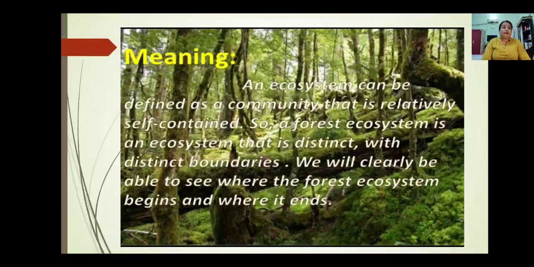Now, since you have already learned about the ecosystem, an ecosystem can be defined as a community that is relatively self-contained. Similarly, a forest ecosystem is also a type of ecosystem with distinct boundaries. We will clearly be able to see where the forest ecosystem begins and where it ends. We all know that a forest ecosystem comprises all the plants, animals and microorganisms in a forest interacting with the abiotic component of the environment as a functional unit.